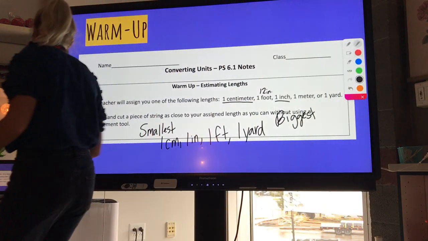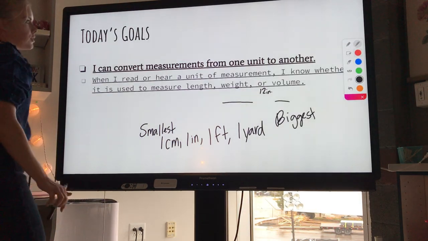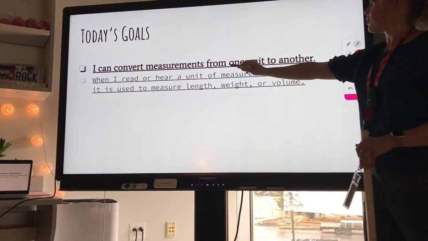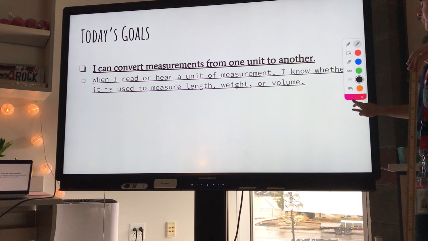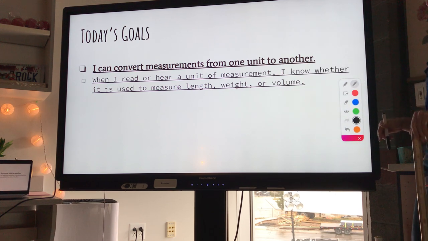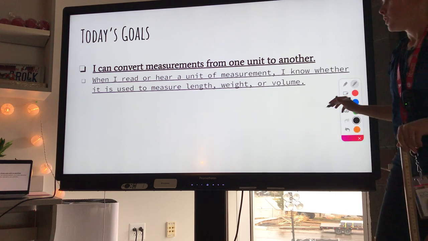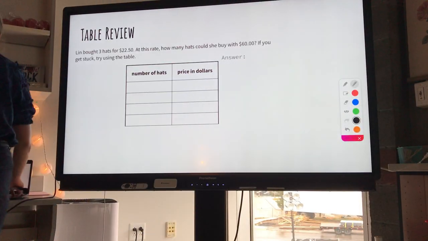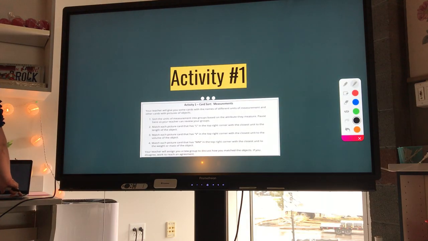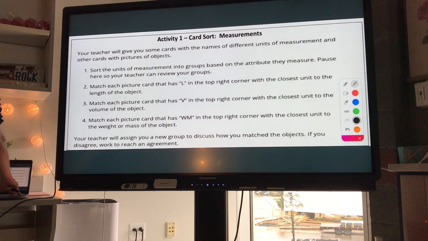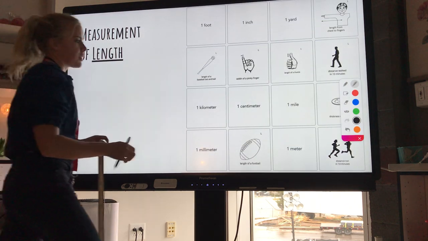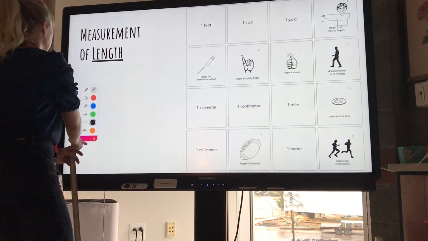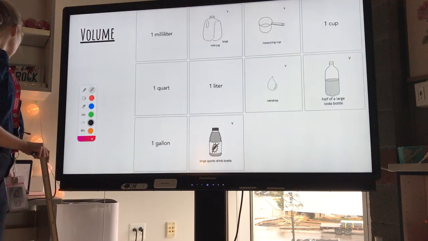Okay, moving on to today's goal. I can convert measurements from one unit to another. When I read or hear a unit of measurement, I know whether it is used to measure length, weight, or volume. So we're gonna practice some of that. So activity number one on your paper is a card sort. We're going to skip that for this video. We will do this as a class, most likely. If we don't do it as a class, then at least do activity 2 and 3.